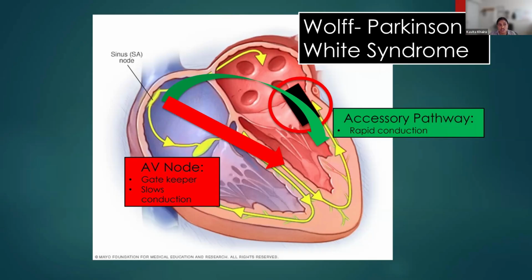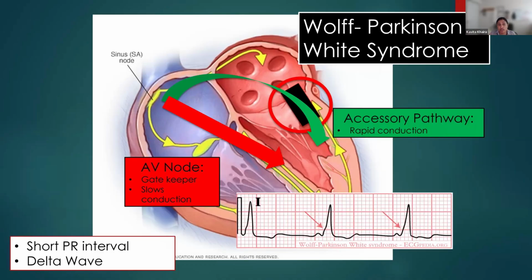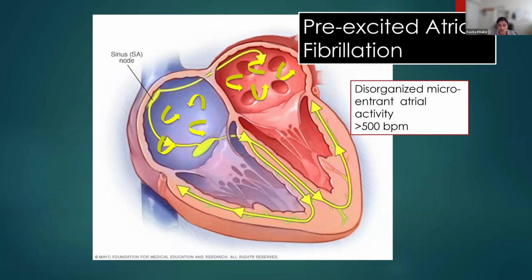And so the combination of the conduction going through both of these pathways results in this short PR interval, so very quick activation from the sinus beat to the LV being activated, and then this delta wave, which is basically that accelerated conduction, the combination of the AV conduction and the accessory pathway conduction. So that's why you get that resting ECG with these two features.